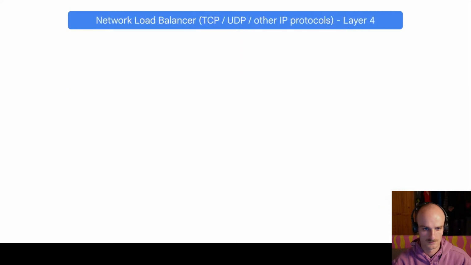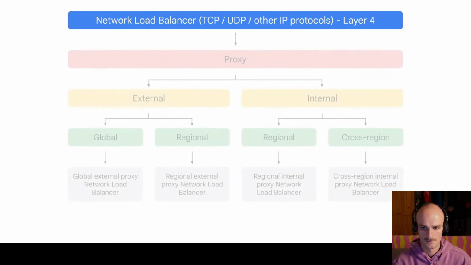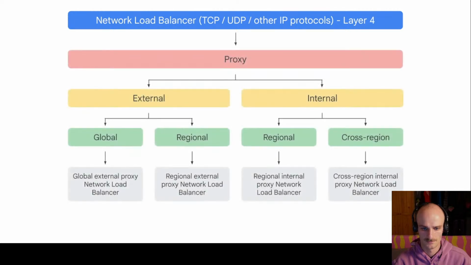Network load balancers operate at the transport layer and efficiently handle TCP, UDP, and other IP protocols. They can be further classified into two types. Proxy network load balancers also function as reverse proxies, terminating client connections and establishing new ones to backend services. They offer advanced traffic management capabilities and support backends located both on-premises and in various cloud environments.